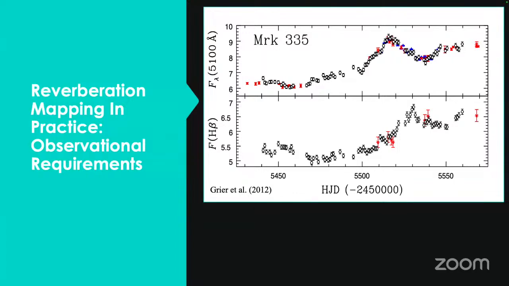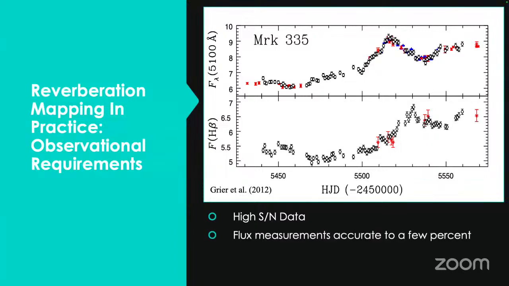In order to get reverberation mapping measurements, we require lots and lots of data. These data need to have very high signal to noise because we need to be able to disentangle the emission lines from the rest of the spectra. We need flux calibrations that are accurate to within a few percent because AGN variability can sometimes be kind of low level, and we need to know that the variability we're seeing is actually AGN variability and not just instrument issues, right? Not calibration variability.